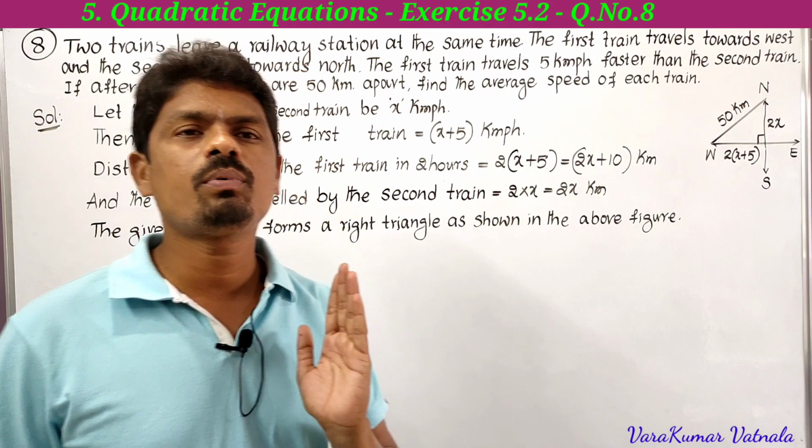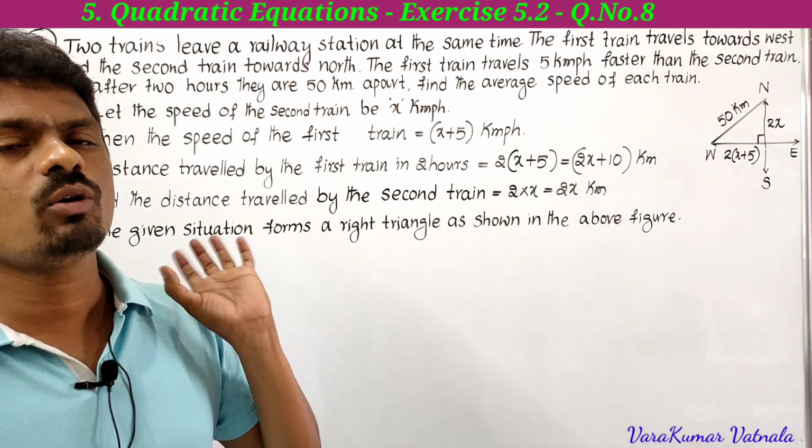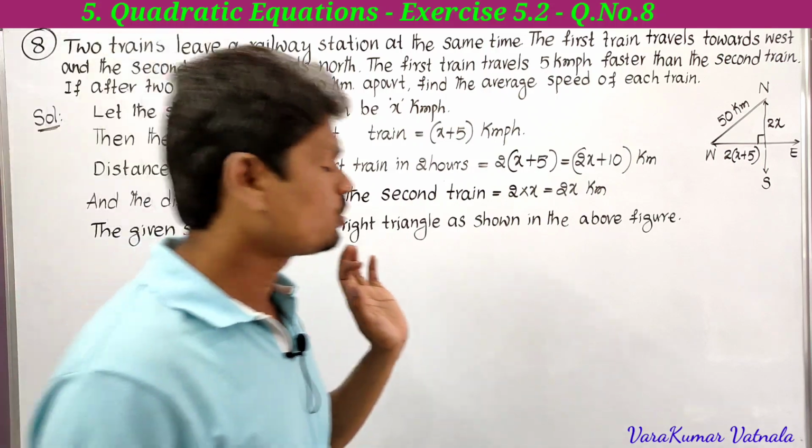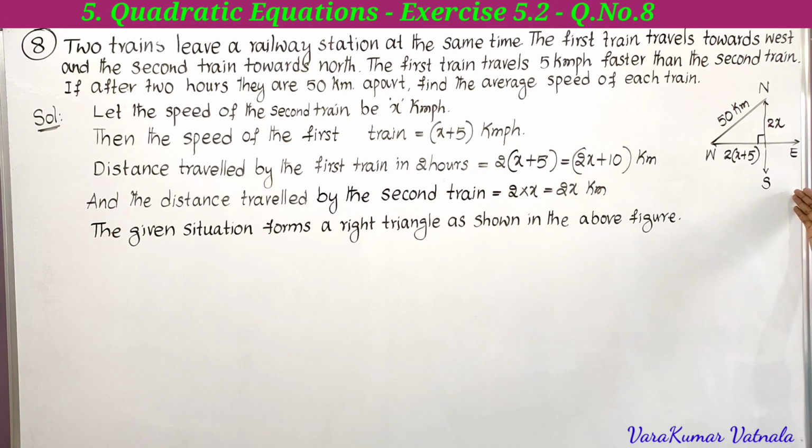This is very important. It has been asked many times for 4 marks. You just have to understand it very clearly. See here, two trains, these are the directions. You must have a clear idea about the directions. This is east west, north south. This is the railway station. From here the first train is traveling towards the west direction and the second train is traveling towards the north direction. They are starting at the same time.